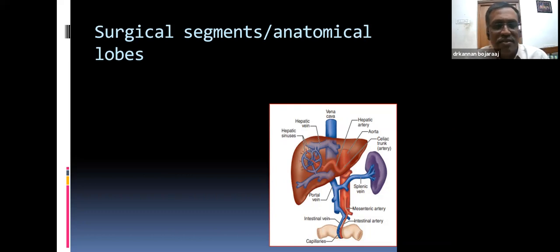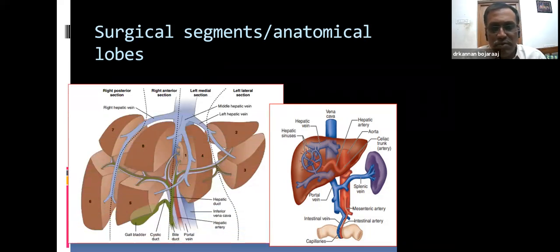The surgeons are not bothered about the lobes of the liver; they are most bothered about the surgical segments, because they are so interested in partial hepatectomy: how to remove, and what segments are to be removed. In this surgical anatomy of the liver, dividing the lobe into surgical segments, the hepatic veins are the landmark, dividing into middle hepatic, left hepatic, and right hepatic veins.